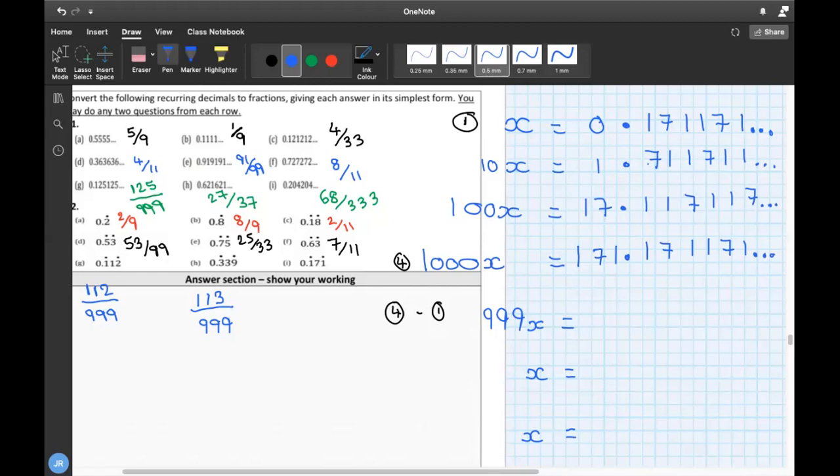We got it. Okay, we now need to do line 4, take away line 1. 1000x take away 1x gives you the 999x that we've already got. We've now got 171.171171 take away 0.171171. That will leave us with 171. We now need to solve the equation. To do that, we're going to divide both sides by 999.